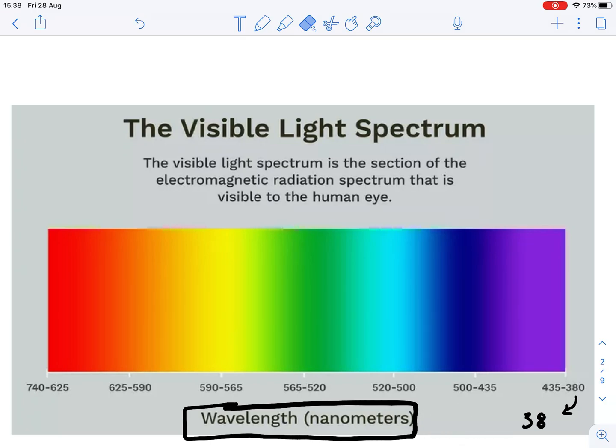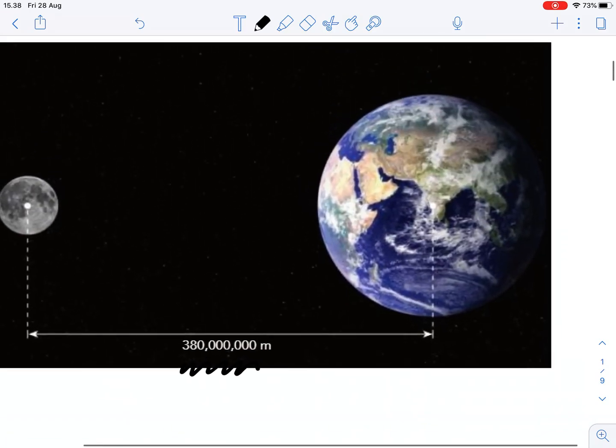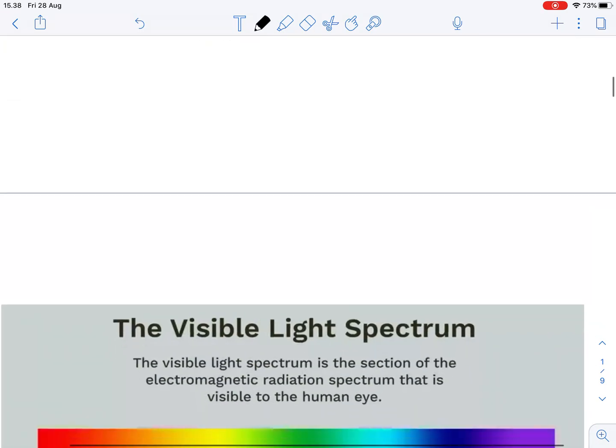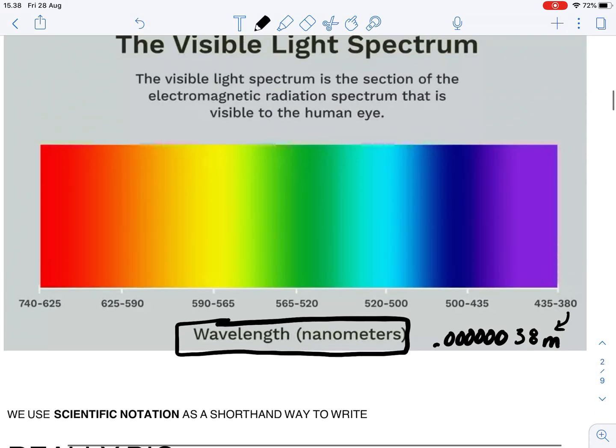Well, it is 380 nanometers, which is actually 0.12345 meters. That's pretty small. You can barely see it. The point of these examples here is that we deal in life with big numbers and small numbers.